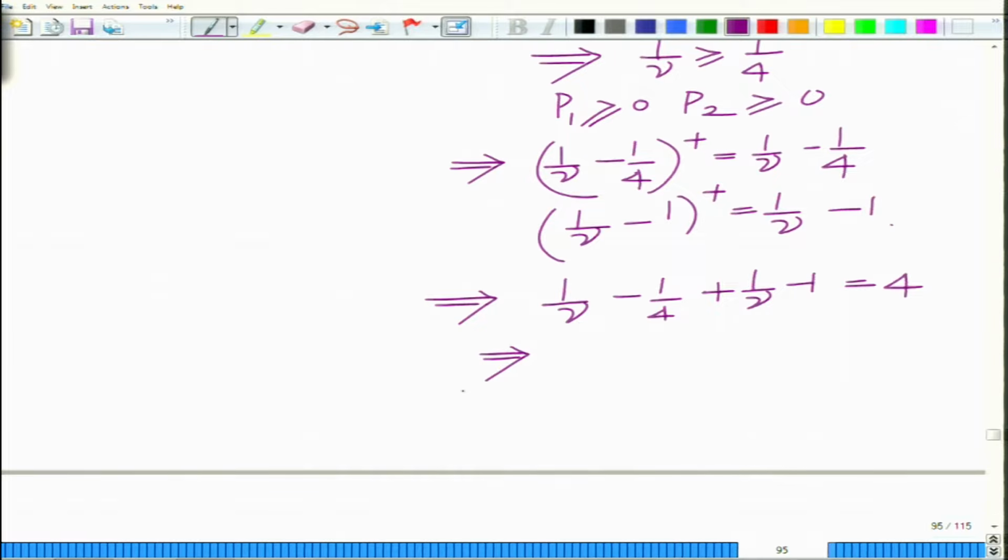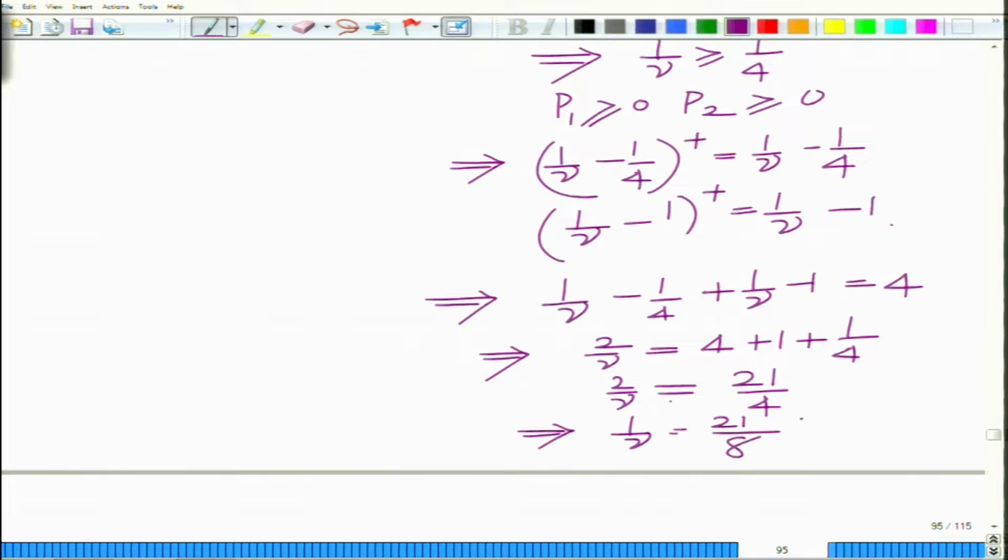So, this implies that 2 over nu is 4 plus 1 plus 1 over 4, which is 5 plus 1 over 4, which is 21 over 4. So 2 over nu is 21 over 4, which implies 1 over nu is 21 over 8. Okay. So, this is the value of 1 over nu. We do not need to really compute nu because we only need 1 over nu.